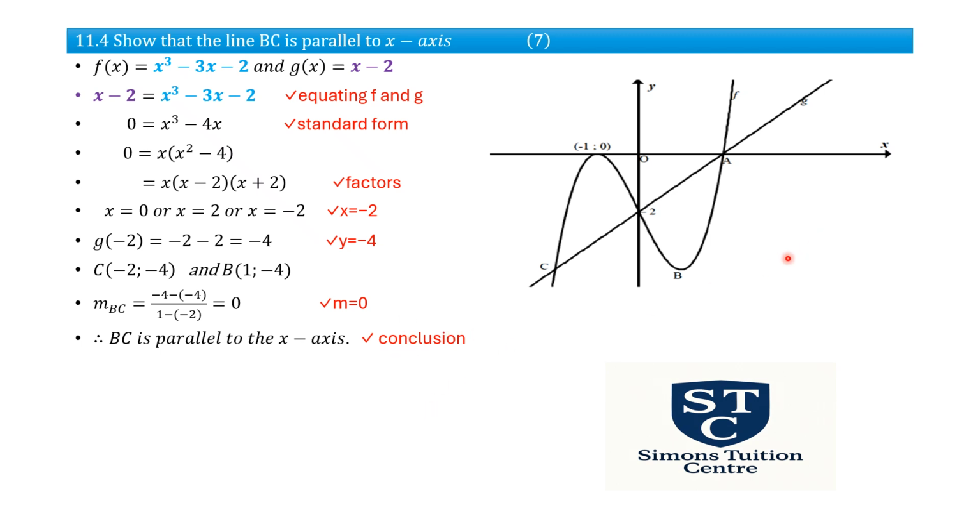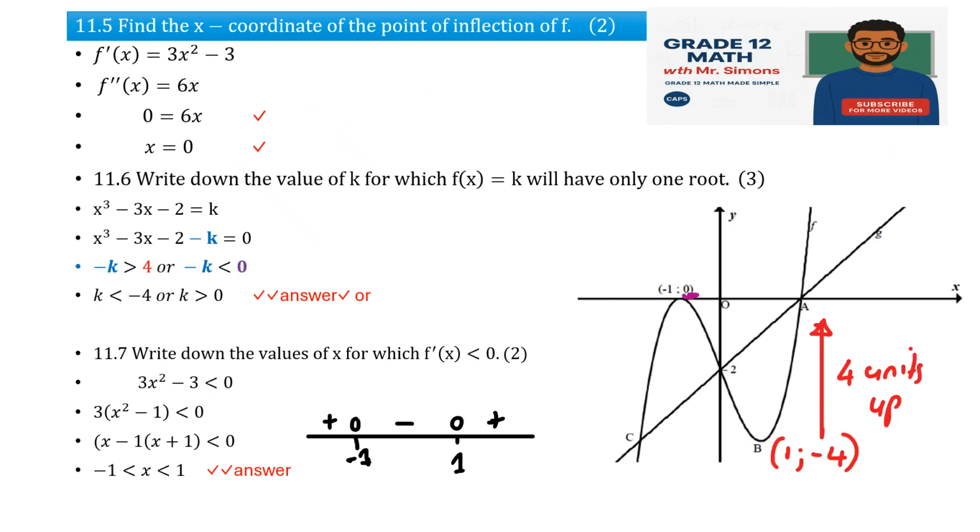Right, let's look at the last question for real. Find the x-coordinate of the point of inflection. When I read point of inflection, we want the second derivative. The first derivative was 3x squared minus 3. For the second derivative, 2 times 3 gives me 6, and 2 minus 1 gives me 1.